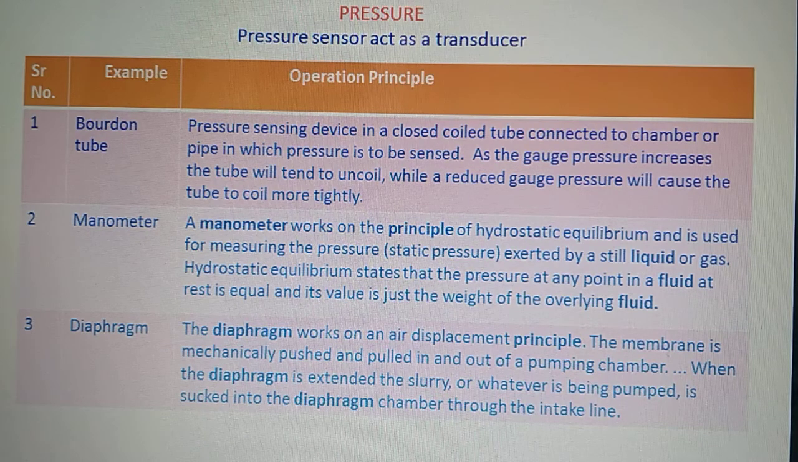So these pressure sensors are the sensors which act as a transducer, and we know what is meant by transducer, which just converts one form of energy into another form of energy. So let us consider the first example of the pressure sensor.